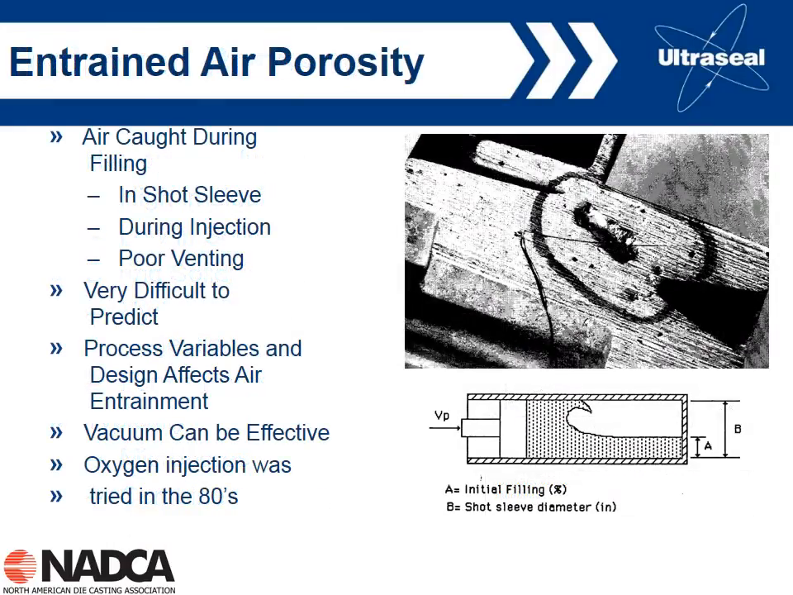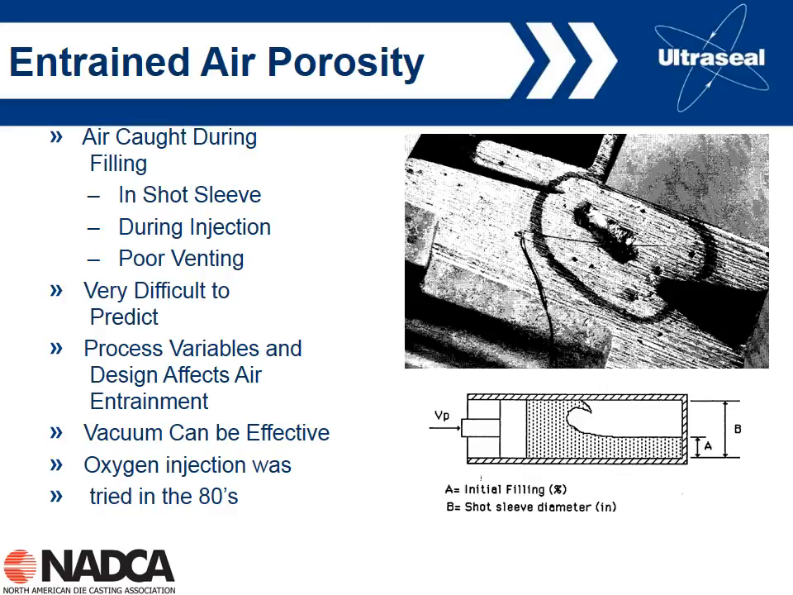So that's hydrogen porosity. Now, in terms of entrained air porosity, this is probably the most commonly thought of in die casting. This is air that's caught during the filling, either in the shot sleeve during injection or due to poor venting. And so the bottom diagram shows a kind of bad wave formation during the filling of the shot sleeve. Probably going to entrap a lot of air here, and then that air is going to get carried through with the liquid and into the casting. And here's an example of a very big gas pore in an aluminum casting.